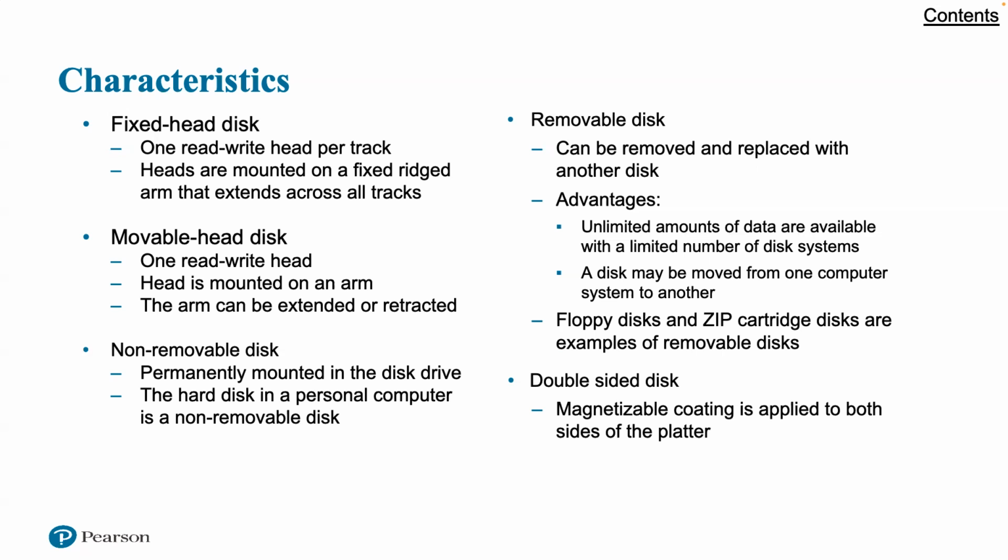All of the heads are mechanically fixed, so all are at the same distance from the center of the disk and move together. Thus, at any time, all of the heads are positioned over tracks that are of equal distance from the center of the disk. The set of all the tracks in the same relative position on the platter is referred to as a cylinder. And this is illustrated in figure 7.2.